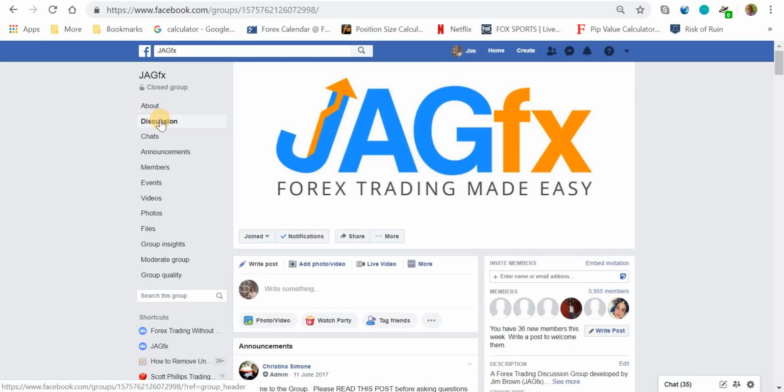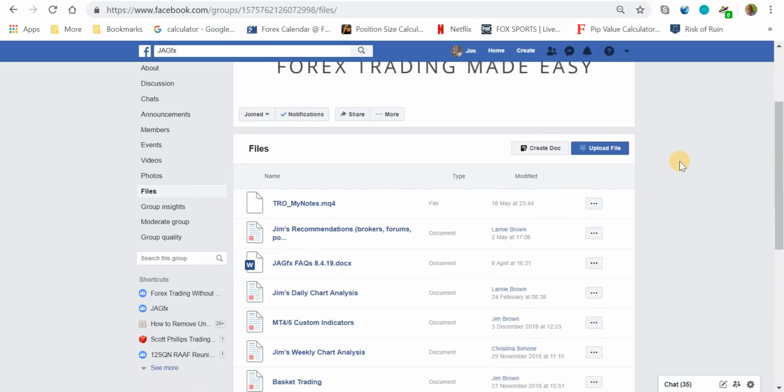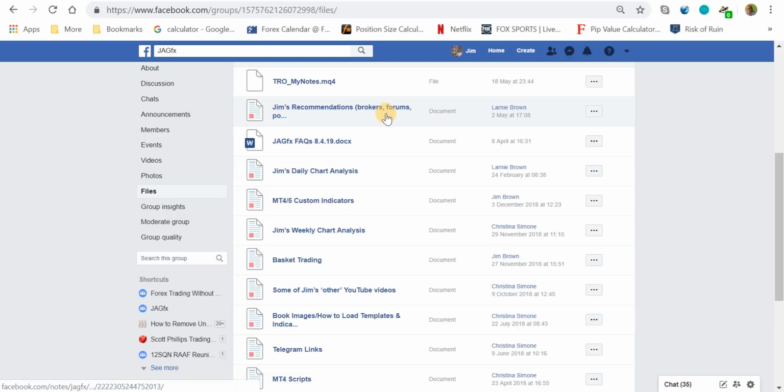Now, if you come over to the left here, depending on what sort of device you're looking at, you'll find a files folder. If you click on that, it'll take you into a heap of other resources. You can go through all this if you want. You can just tell by the titles. There's FAQs, which are pretty important. Covers a lot of things.